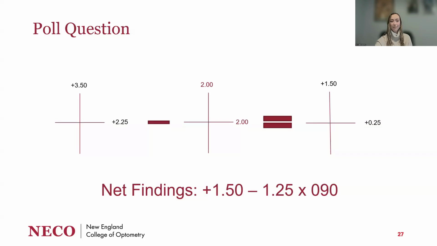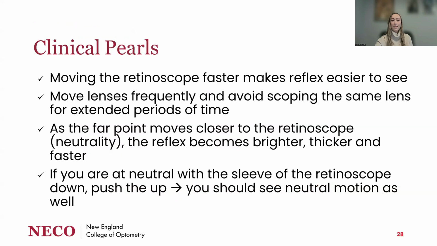Some clinical pearls for retinoscopy include moving your retinoscope faster to make the reflex easier to see. You don't want to slow down and let the patient accommodate through the lenses that you're neutralizing with. Doing very brisk, quick motions actually gets you a much clearer reflex and makes it a lot easier to appreciate whether you're seeing with or against motion.